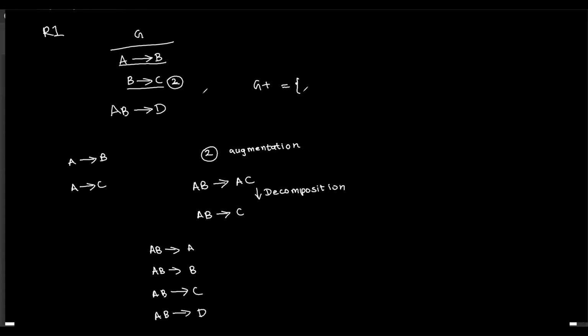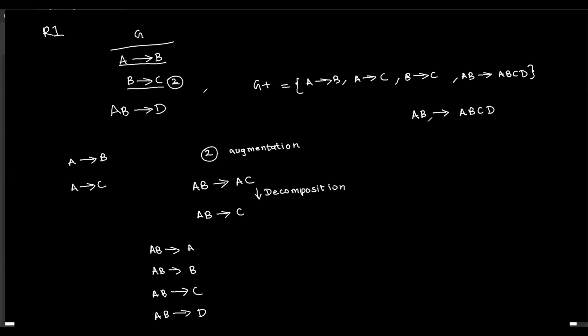So G plus equals A functionally determines B, A functionally determines C, B functionally determines C, AB functionally determines ABCD. So these are the important ones. But the thing is, shall we go deeper here? We have AB functionally determines ABCD.